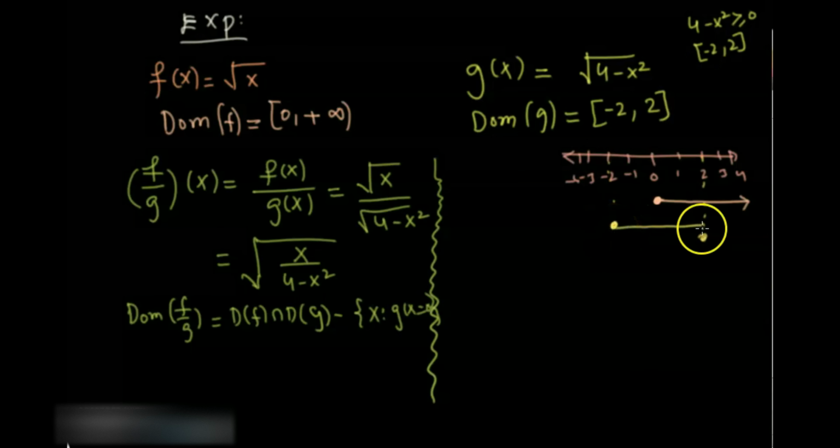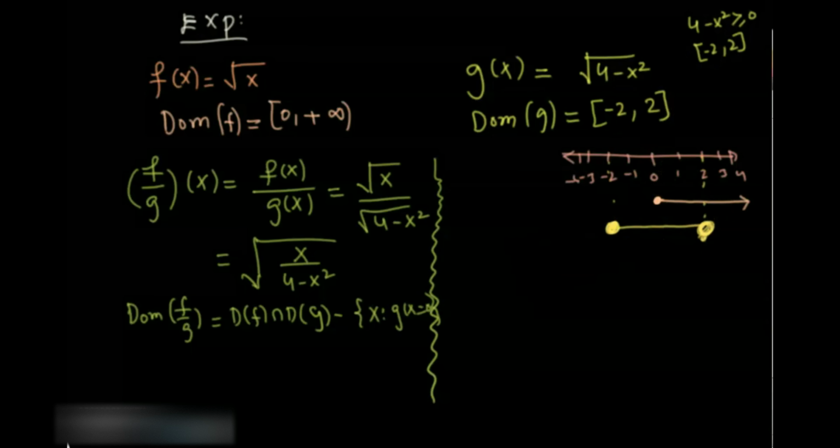Now you can take the intersection of these two. So the intersection of these two is going to be the set which is from here to here, from 0 to 2. Is it going to be the domain? No, we have to subtract those values where the denominator is 0. You can see that this denominator is 0 when x is plus 2 or minus 2. So plus 2 is the value where the denominator is 0. So you need to remove this value from your domain.